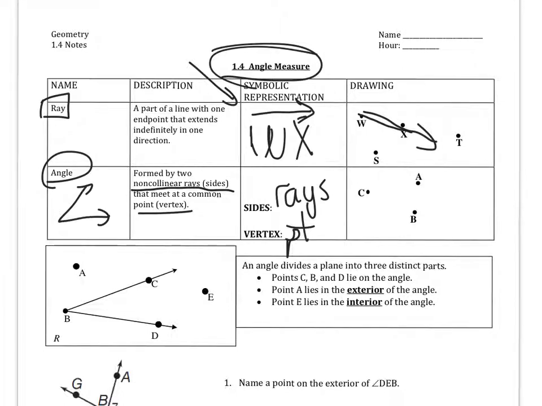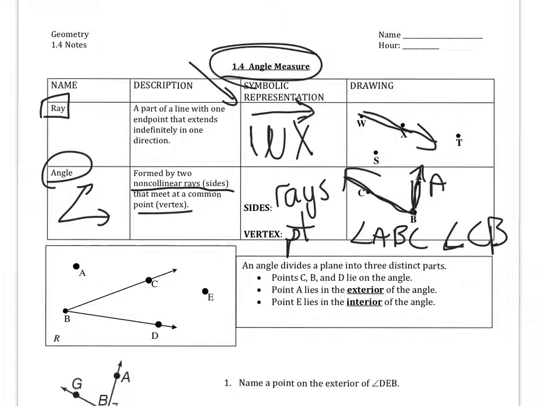All right, so if I make angle ABC, wow, that was terrible. Let me try that again. ABC, like so. All right, there's A, B, C. I would say angle ABC, or I could say angle CBA. All right, those are kind of my three choices there.